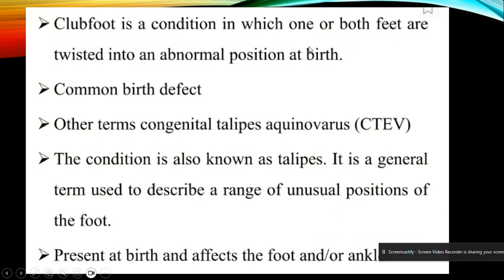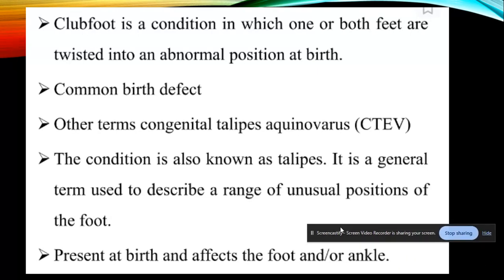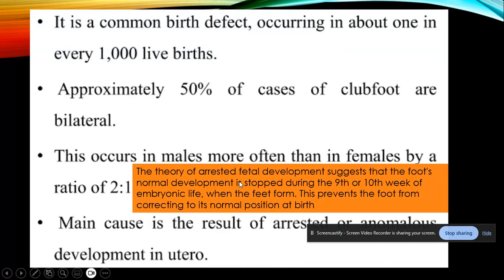A clubfoot is a condition in which one or both feet are twisted into an abnormal position at birth. Clubfoot is a very common birth defect. Other terms are congenital talipes equinovarus, right? So CTEV. The condition is also known as talipes. It's a general term used to describe a range of unusual positions of the foot. Present at birth and affects the foot and ankle. Okay, so it's present at birth and it's usually impacting the foot and ankle.